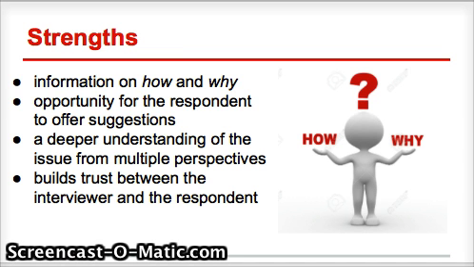The strengths and advantages of interviews are that you get more detailed information on the how and the why. This allows opportunities for the respondent to offer suggestions throughout the interview, and the interviewer or the researcher may also gain a deeper understanding of the issues from various perspectives. Interviews also build trust between the interviewer and the participant.